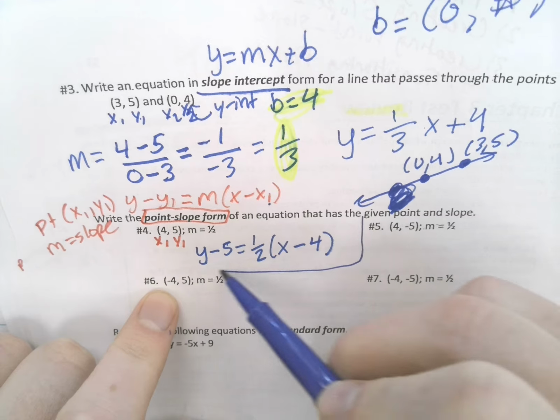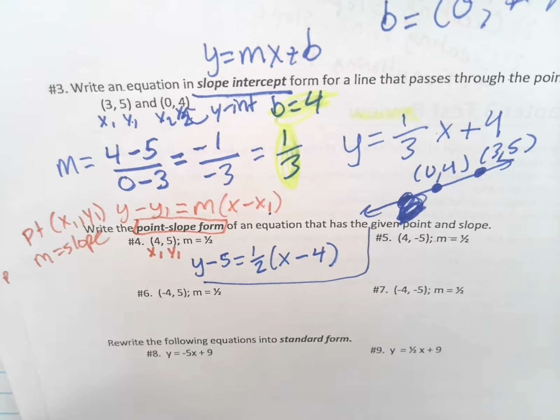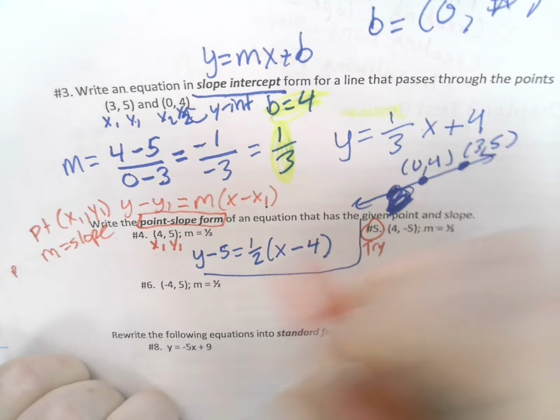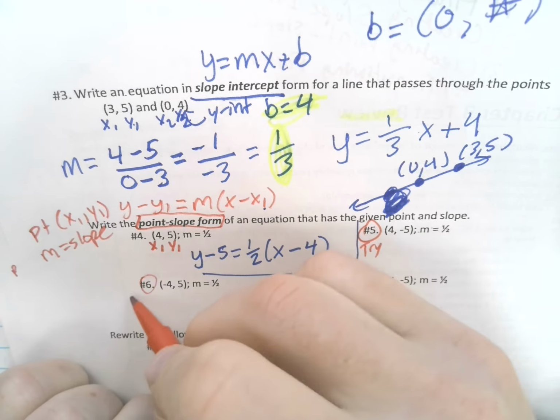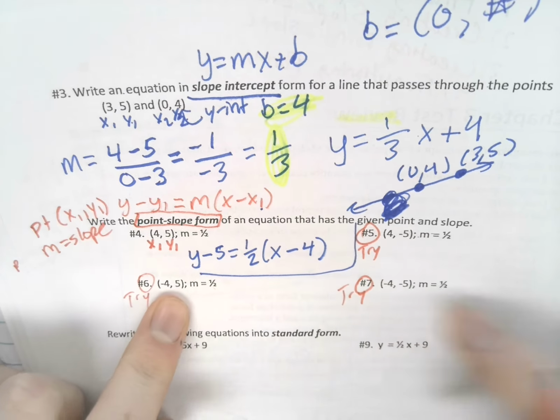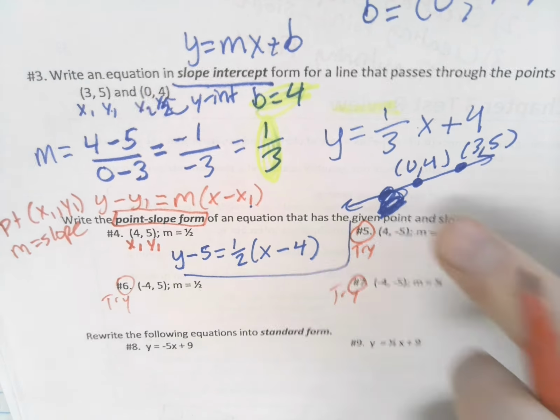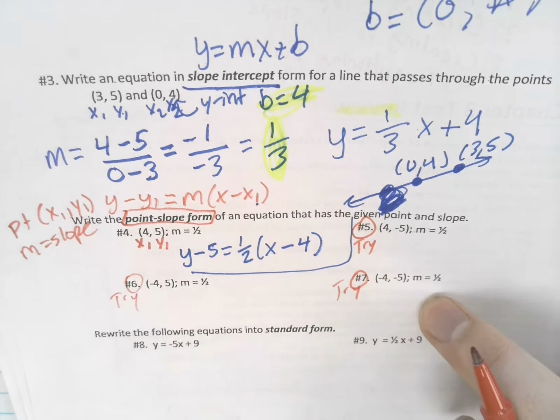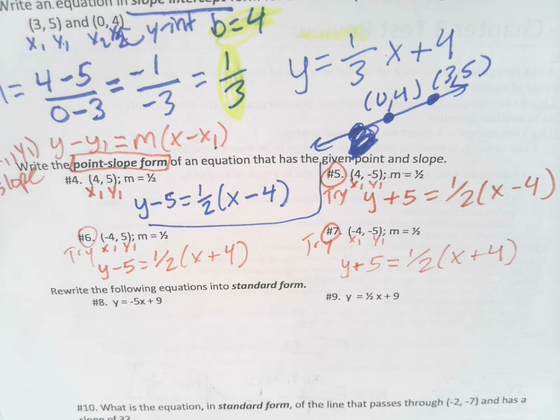What I'm going to let you guys do is try number 5, number 6, and number 7. And I'm going to be curious to see if you guys remember what we do with the double negatives here. So go ahead, guys, give me your best shot on 5, 6, and 7. All right. Let's see how you guys did here.